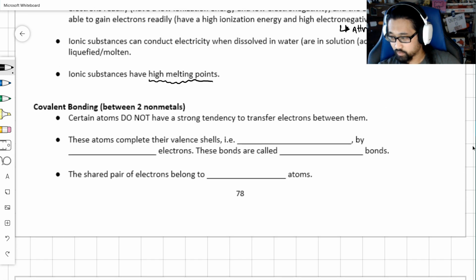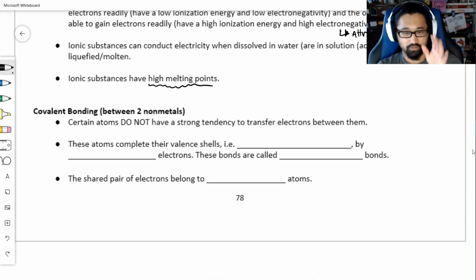Next, we have covalent bonding. It kind of skips between page 78 and page 79. Covalent bonding, you should notice, is between two nonmetals, which is the same criteria that we had for covalent compounds. They're compounds composed of two or more nonmetals. These nonmetals don't have a really strong tendency to transfer electrons back and forth.